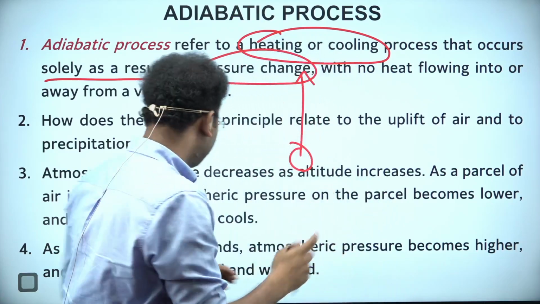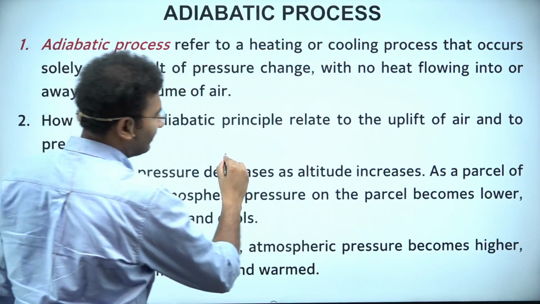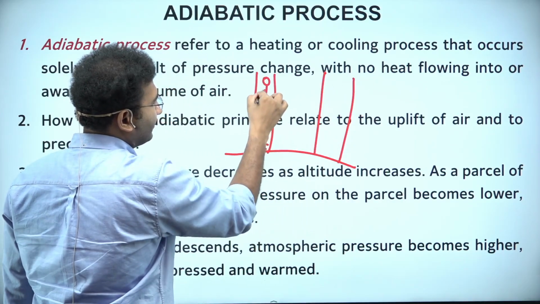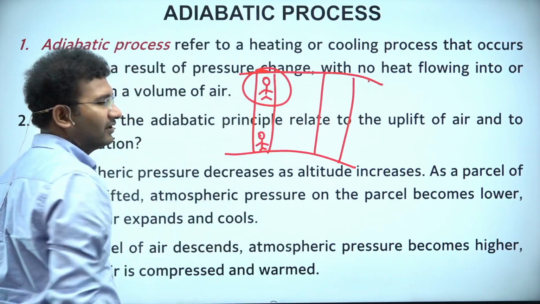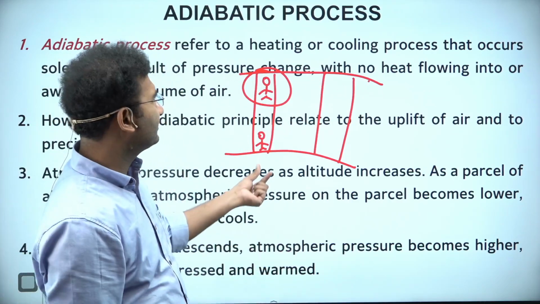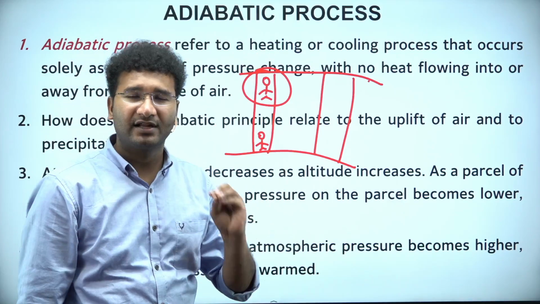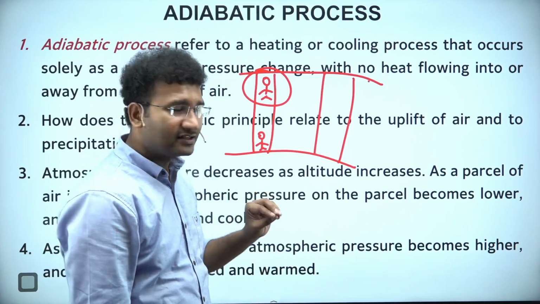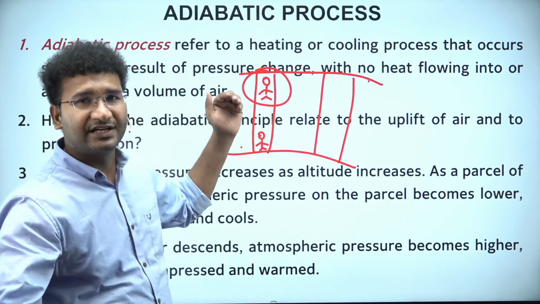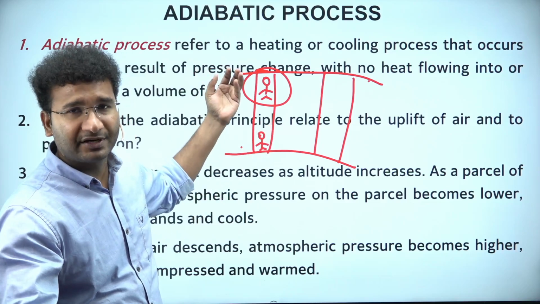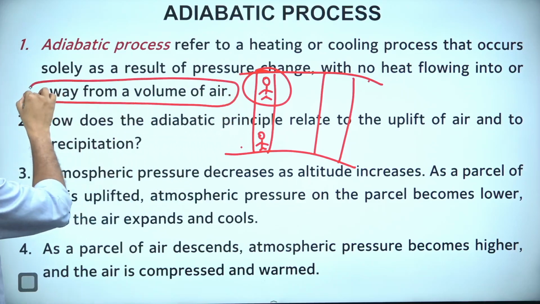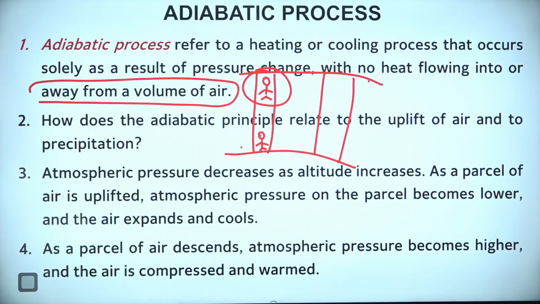Now let me tell you, on day 1 or 2, we have learned that as you rise into the higher regions of the atmosphere, the upper regions will have less pressure. Let's imagine this entire column of air has a similar kind of temperature. Irrespective of that, if the air is experiencing a change in pressure while keeping the temperature more or less the same, and with no heat flowing into or away from the volume of air, then this is called an adiabatic process.